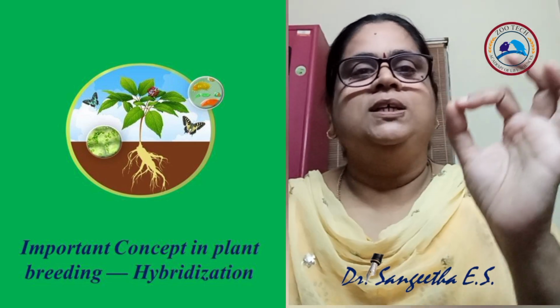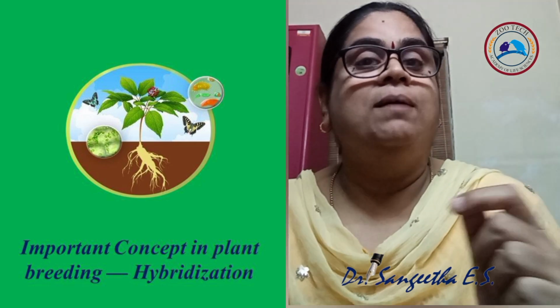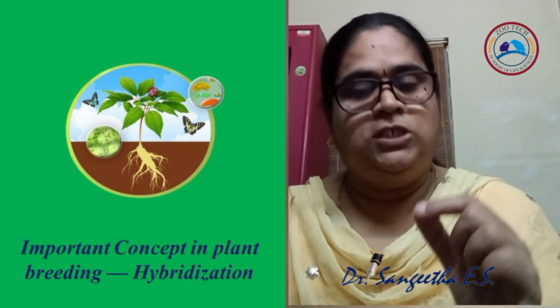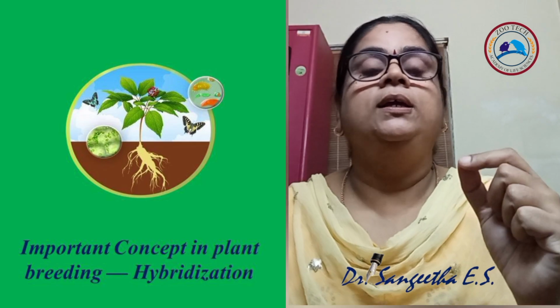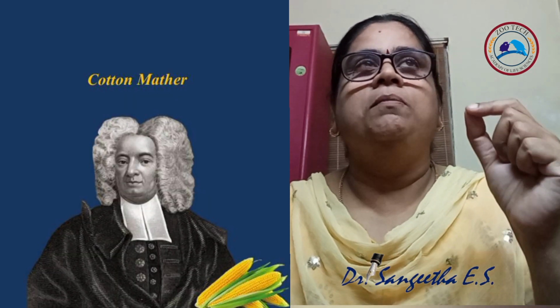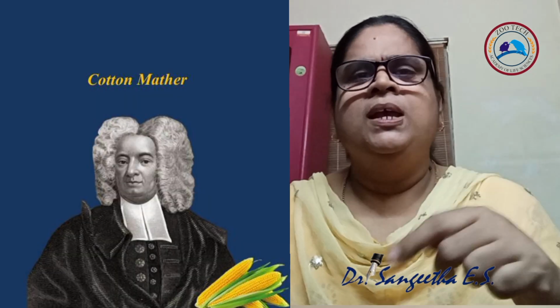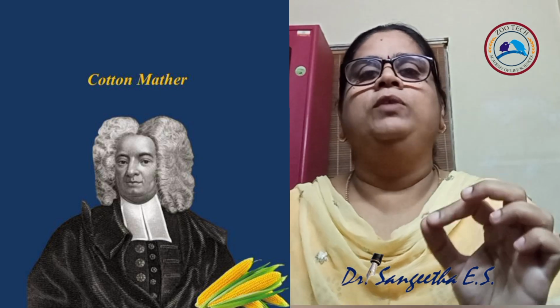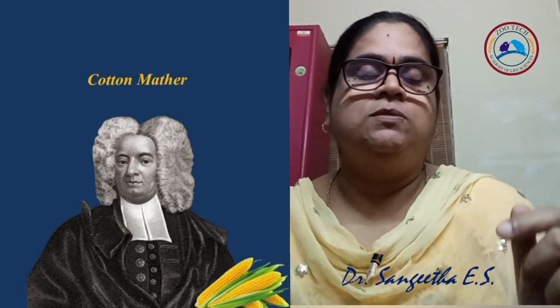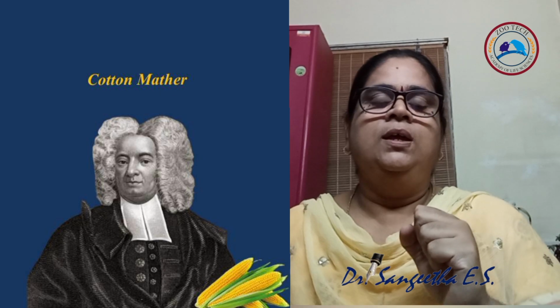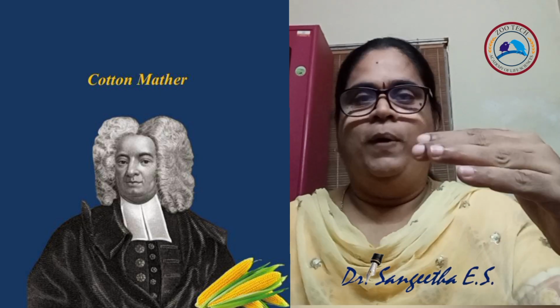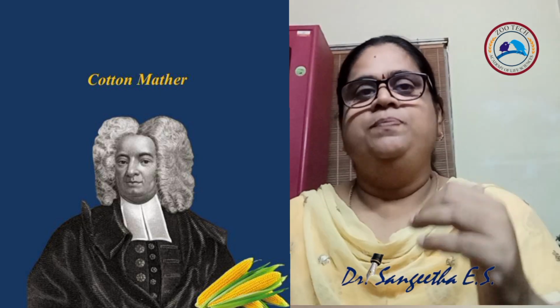We'll go for a classical example, one recorded example of natural hybridization, which was observed by Cotton Mather in maize, which laid the foundation for using this method to enhance agriculture. I hope you understood the definitions.